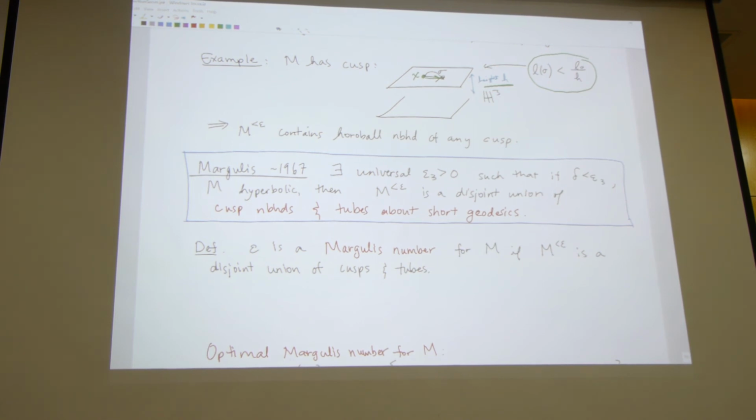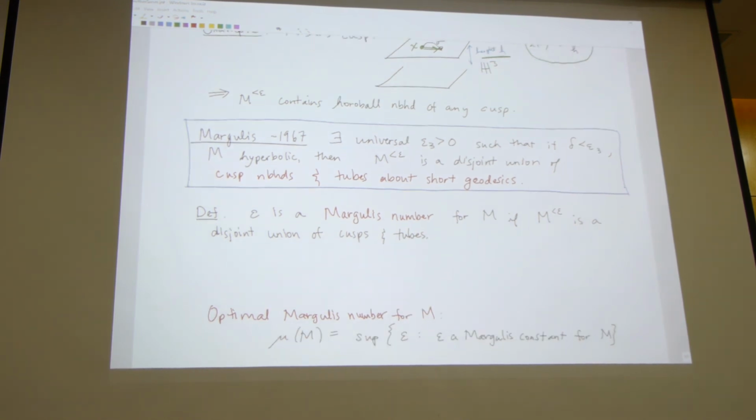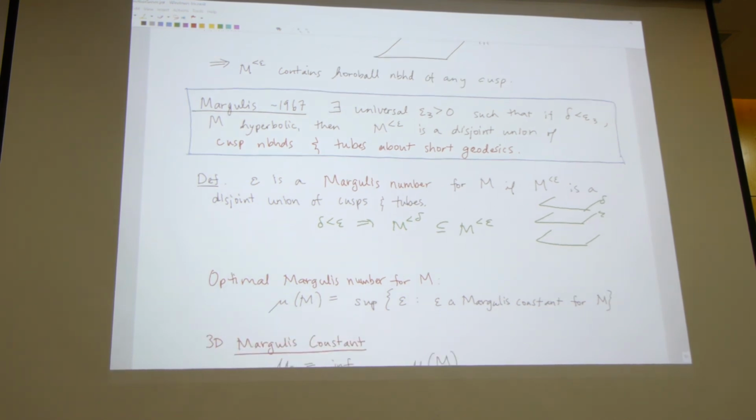And notice that we can define an optimal Margulis number to be the supremum of all such epsilon for M. You have to observe in this case that if delta is less than epsilon, then the delta thin part is going to be contained in the epsilon thin part, right? So you would have things like your epsilon tube would maybe consist of a horoball, but your delta tube would be a horoball even higher up. So you get containment. So for the optimal Margulis number, you just take the supremum. This is the maximum epsilon you can take and still get cusps and tubes in the thin part.